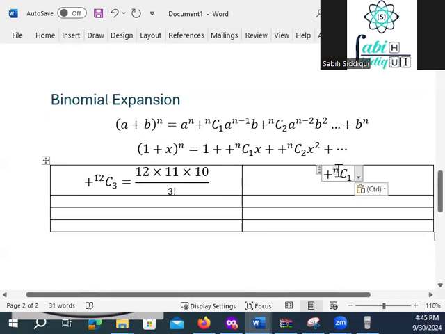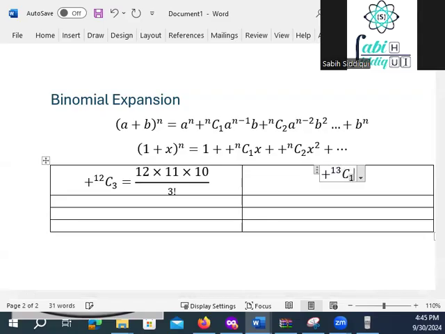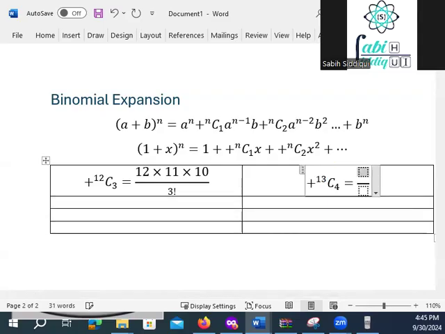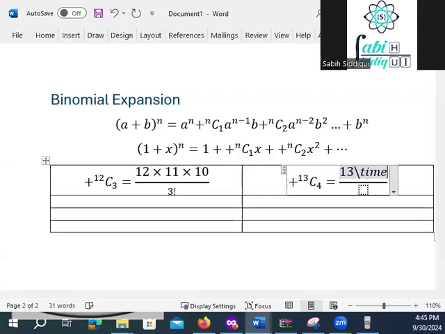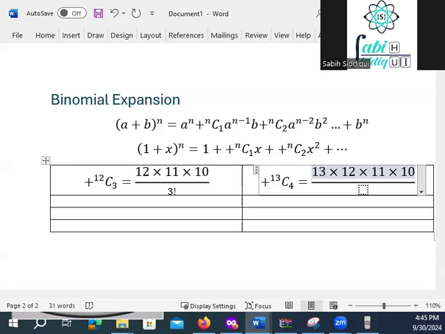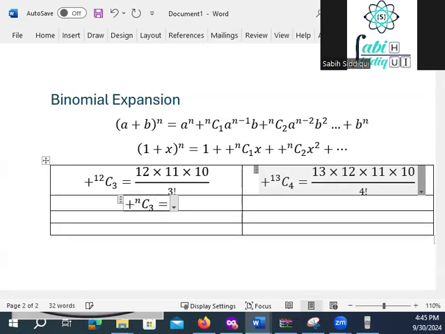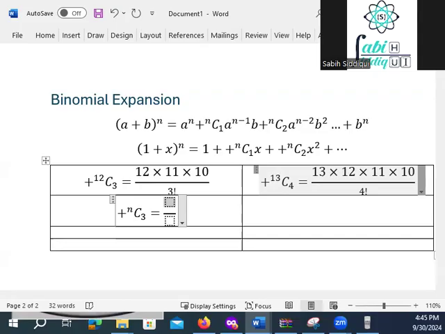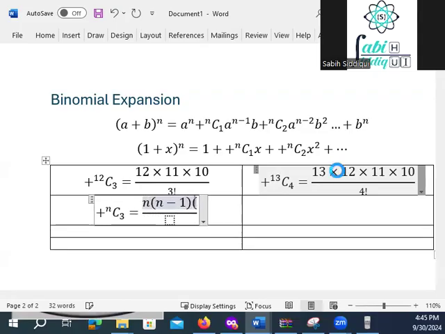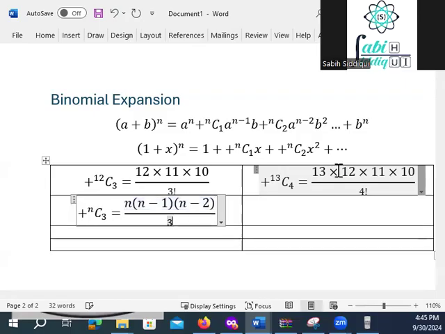I'll write a few more so that you can understand. If I give you 13C4, I'll start with 13. How many numbers do I need to write now? 4. So 13 into 12 into 11 into 10, and then divided by 4 factorial. Is this right? Now, if I give you NC3, then what? N, N minus 1, N minus 2, divided by 3 factorial.